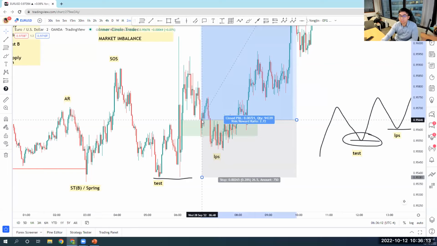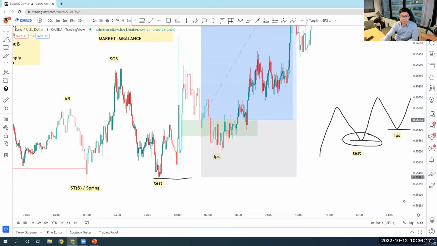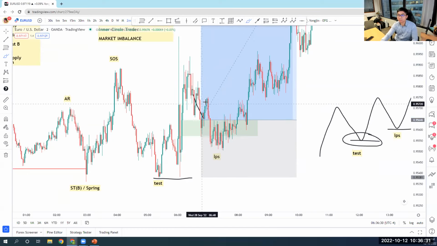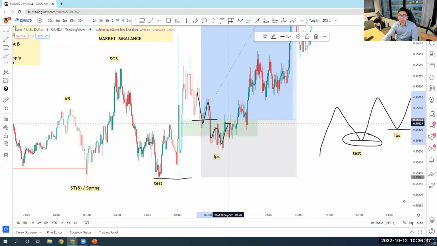So I like to set my buy limits at when the price taps into the market imbalance. There's a chance that it can tap into the market imbalance and just go up. But in this specific case, price tapped in, continued down, and then went back up.